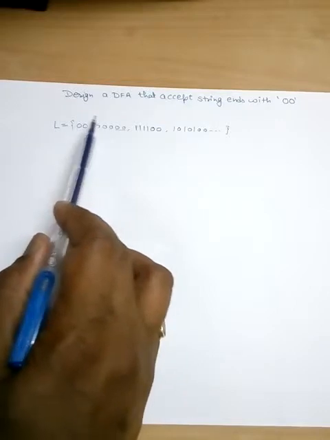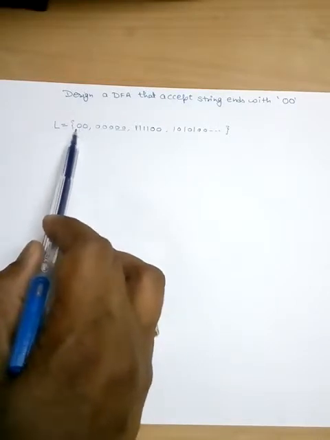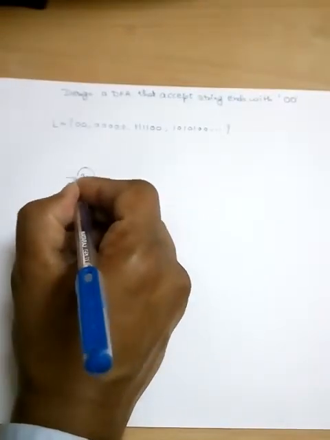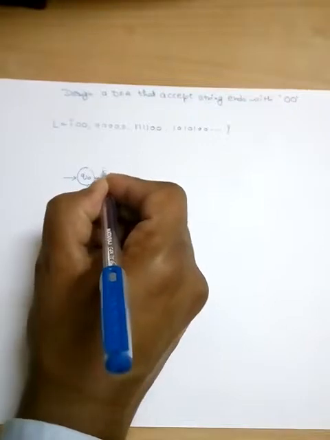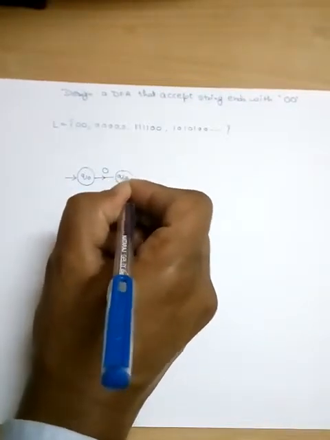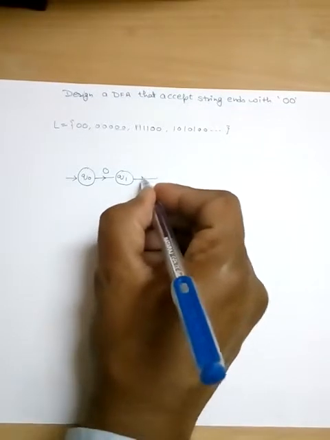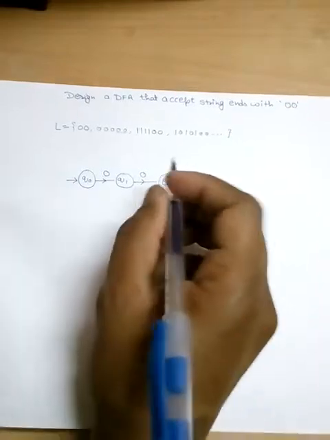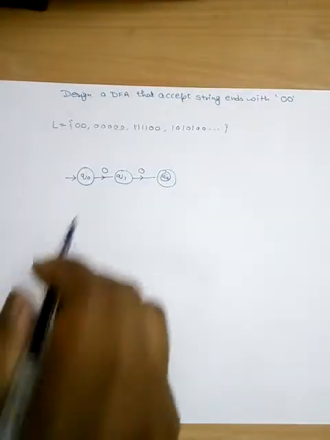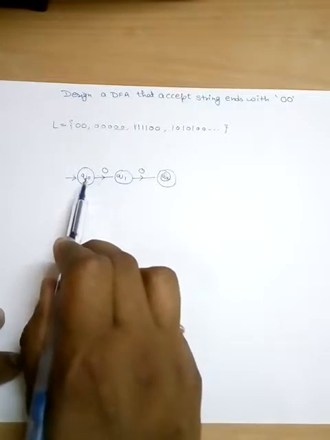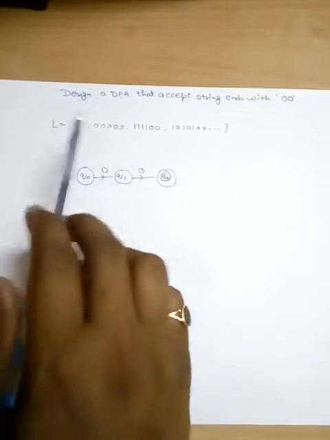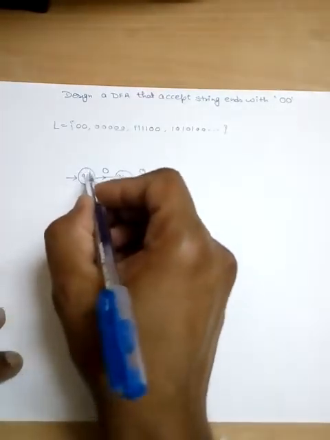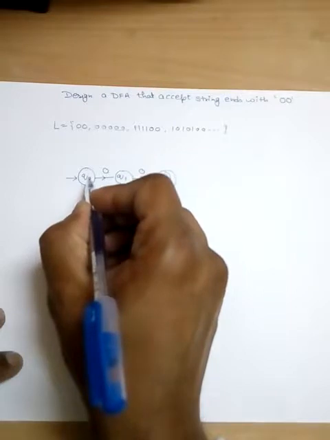We will design the basic skeleton of the DFA for this minimum string. So the initial state will be Q naught. In this state, when I get a 0, Q naught will change to the Q1 state. Then after getting the second 0, the machine will reach the final state, that is the Q2 state, right? So these states Q naught and Q1 are complete for the 0 symbol, but we have to complete both input values 0 and 1.